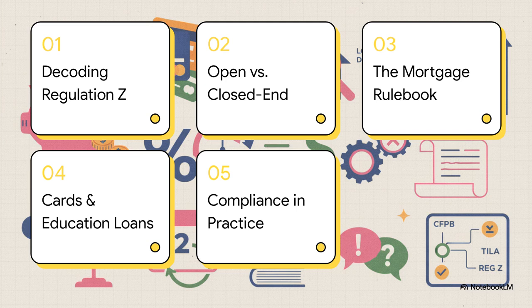Okay, so here's our game plan. First, we're going to decode what Regulation Z is all about at its core. Then, we'll get into the two main flavors of credit it covers. From there, we'll navigate the really complex world of mortgages, look at some key protections for credit cards and student loans, and then wrap it all up with some practical advice on how to actually stay compliant.